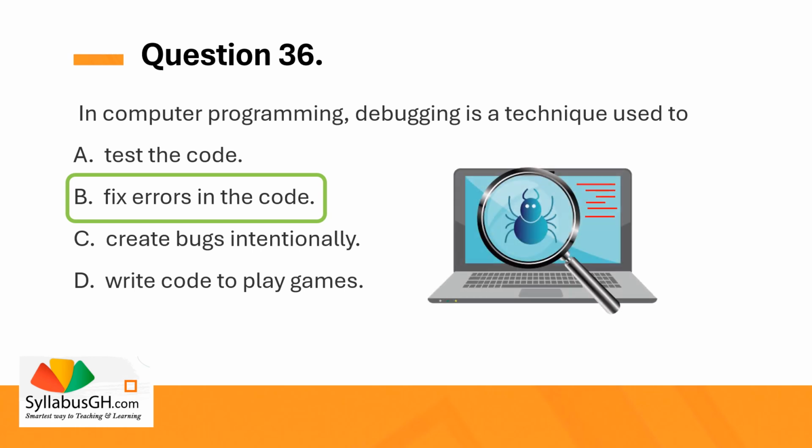In computer programming, debugging is the process of identifying and fixing errors or bugs in the code. This technique helps ensure the program runs as expected by locating and resolving issues that could cause it to malfunction. Testing the code involves checking if the program works, but it is not the same as fixing errors. Creating bugs intentionally is not a part of debugging. Writing code to play games is unrelated to debugging.